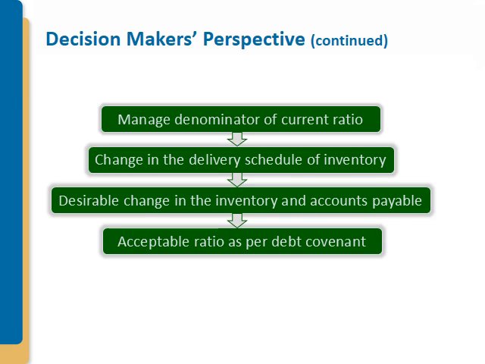A company might use its economic muscle or persuasive powers to influence the timing of accounts payable recognition by asking suppliers to change their delivery schedules. Because accounts payable is included in the denominator in most measures of liquidity, such as the current ratio, the timing of their recognition could mean the difference between an unacceptable ratio and an acceptable one, or between violating a debt covenant and compliance.